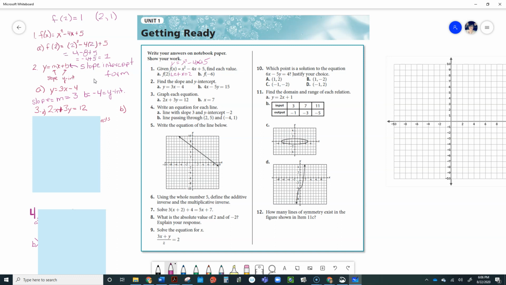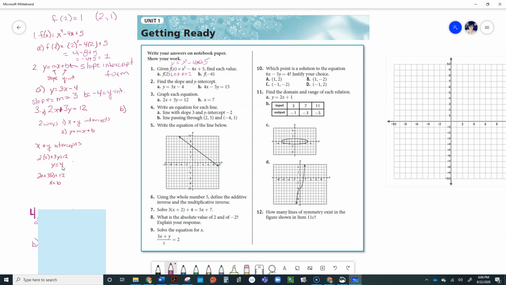Number 3, it says graph the equation. All right, there's a couple of different ways you can graph the equation. You can find the x and y intercepts, or you can move this into slope-intercept form. To find the x and y intercepts, if you're looking for the y-intercept, you plug in 0 for x. You plug in 0 right here for x. 2 times 0 is 0. Then you just simply solve for y by dividing both sides by 3. So you get y equals 4.